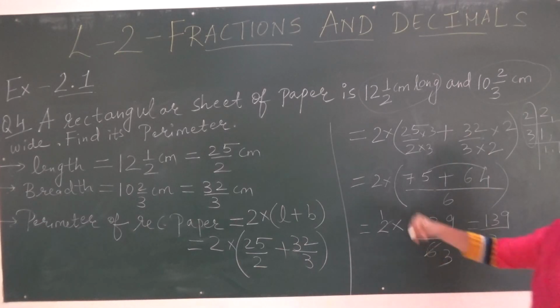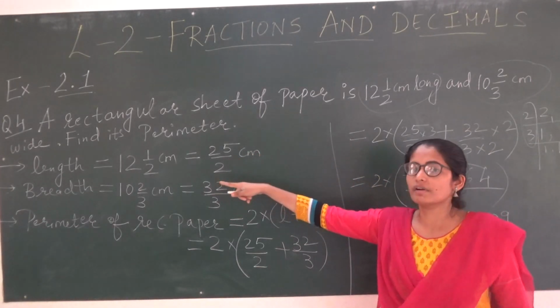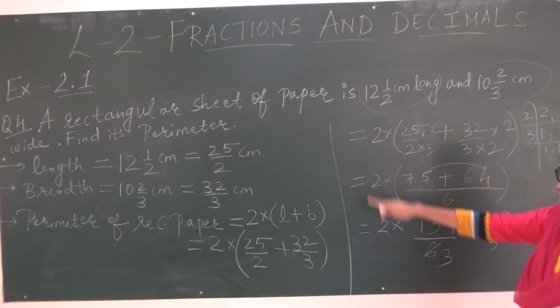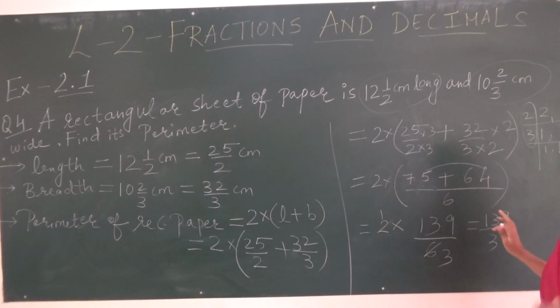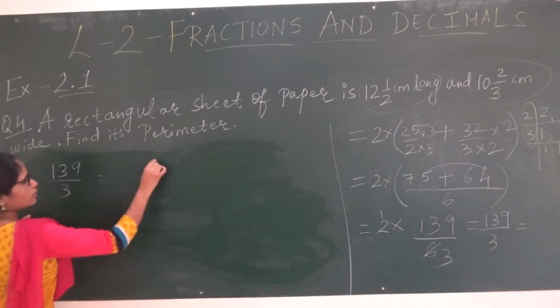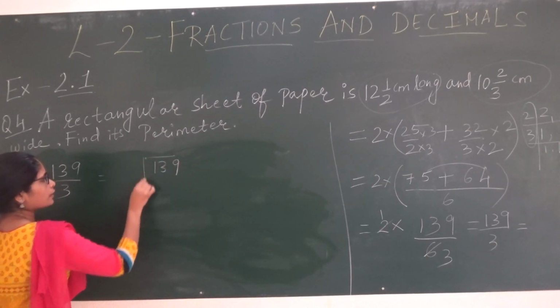Now in the question, length and breadth were given in mixed fractions. You can see both were in mixed fractions. So our final answer, the perimeter answer we got, this is also right, 139 upon 3. But it would be better if we write the answer also in mixed fraction. So 139 you have to divide by 3. So 139 upon 3, we need to divide this by 3. Okay, 139 divided by 3.